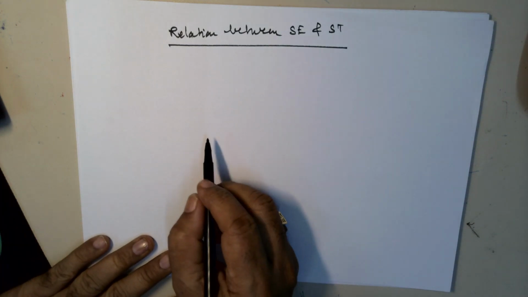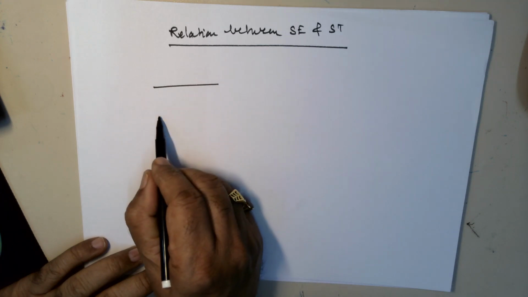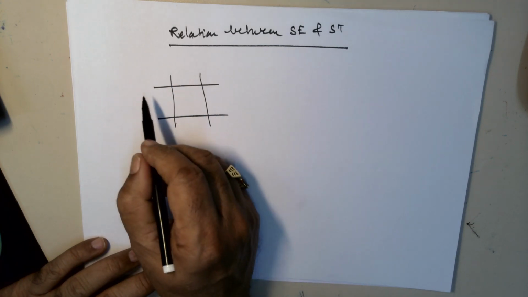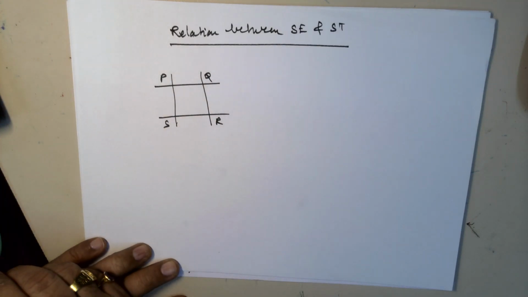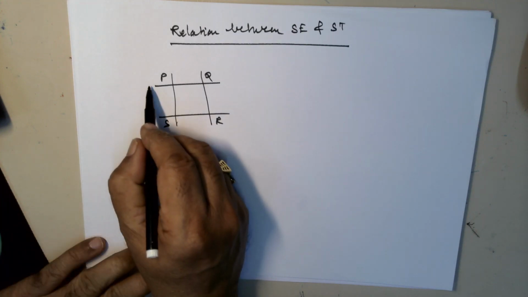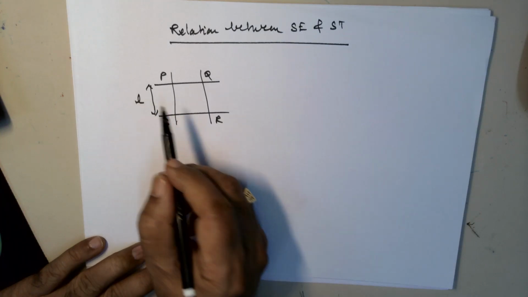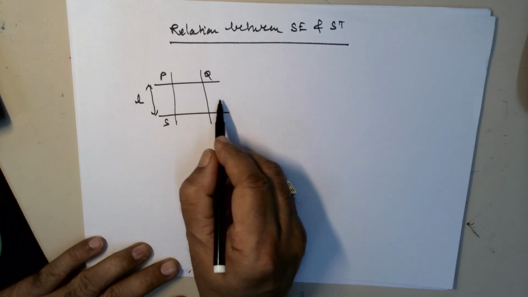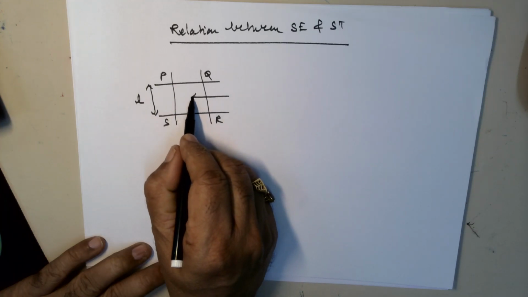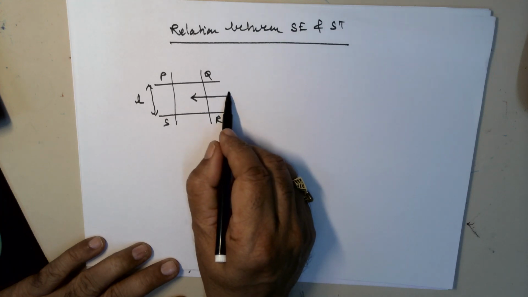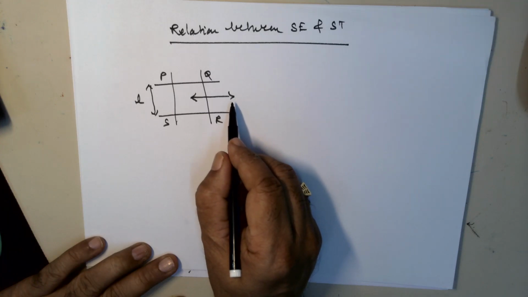Let us consider a rectangular frame PQRS, and PS is the length. The surface tension is a force acting perpendicular to the length L. So let us call it, this is the force.